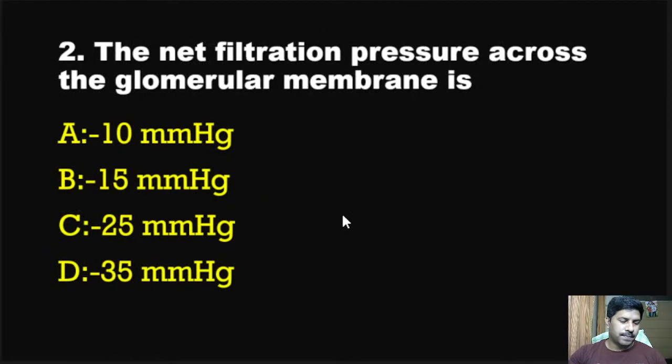Next question. The net filtration pressure across the glomerular membrane is: 10 mm of mercury, 50 mm of mercury, 25 mm of mercury, or 35 mm of mercury. Second question. I know the questions are a little tougher, but still try to answer.